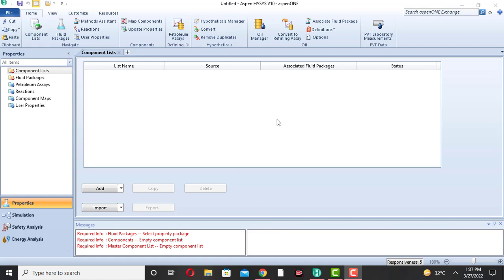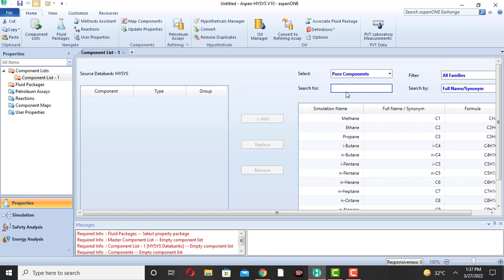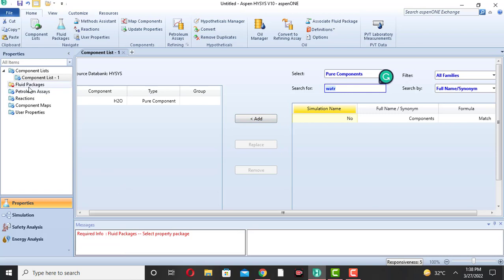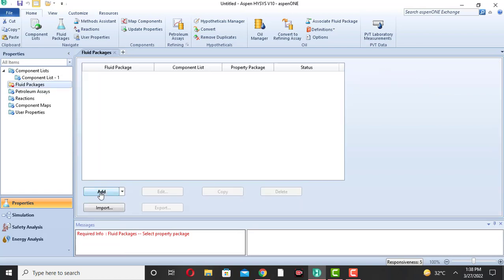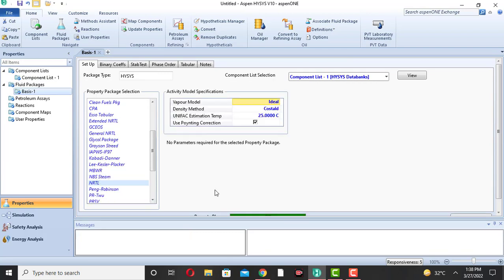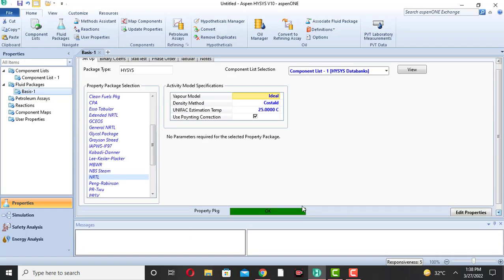So first of all, we will come to Aspen Hysys. Click on add the component. So add water, click on add, then come to the fluid package, click on add fluid package. I am using NRTL, so click on NRTL, so it is okay. Then come to the simulation.